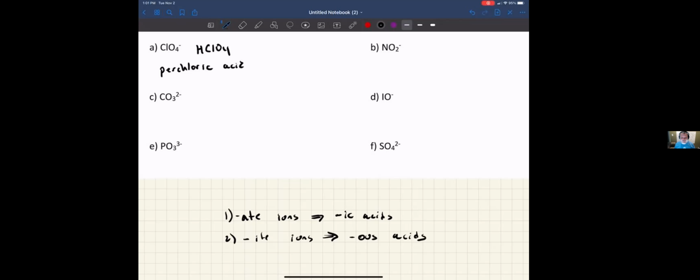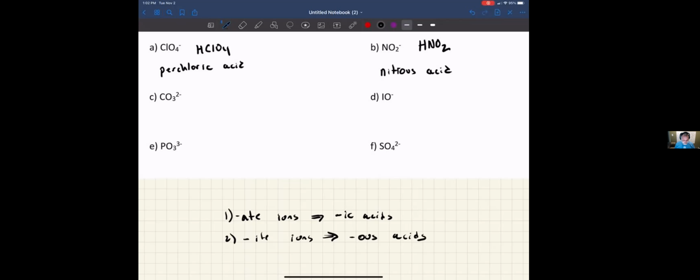So let's look at the next one. The next one is not nitrate, it's nitrite. NO2 minus is nitrite. Again, I'll only need 1 H plus ion to make a neutral compound, so it's HNO2. And so ite ions become ous acids, nitrous acid. That's all there is to it.